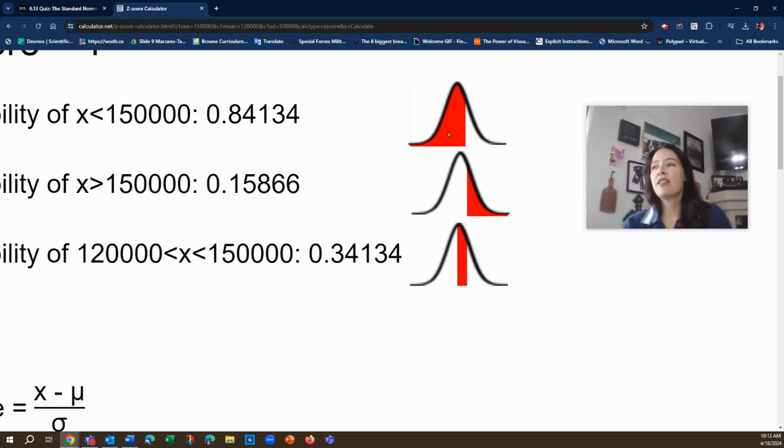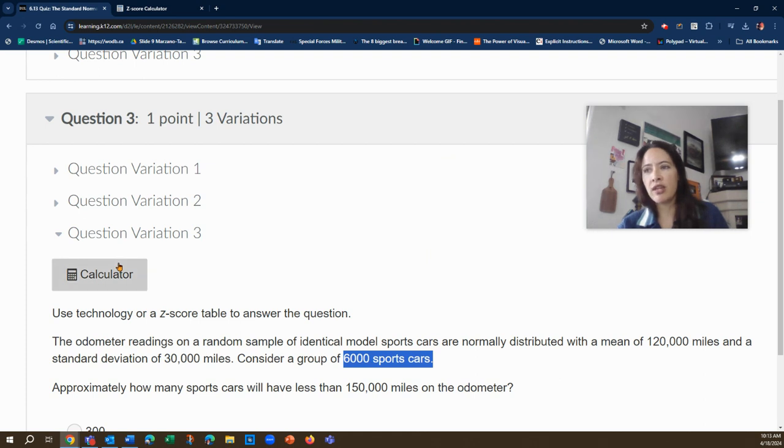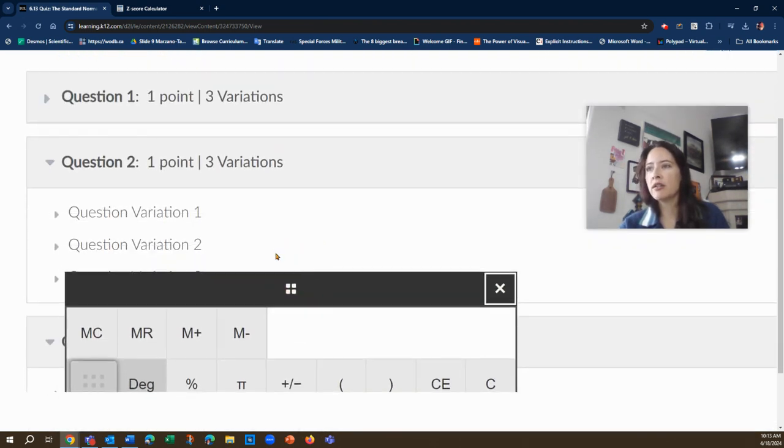Then we remember we have that 68, 95, 99.7 rule. If you remember, it also broke it down into 34% and 34% below and above the mean, 1 standard deviation above the mean. So it makes sense that 34 plus 50 is 84% of our cars are going to be less than 150,000 miles. Okay, we're not done though. So that's the number. This whole number, we can use to be more precise, is the probability of finding a sports car in your 6,000 cars that has 150,000 miles or less. We'll come back here. They give you a calculator. So that's what you're going to use this for.